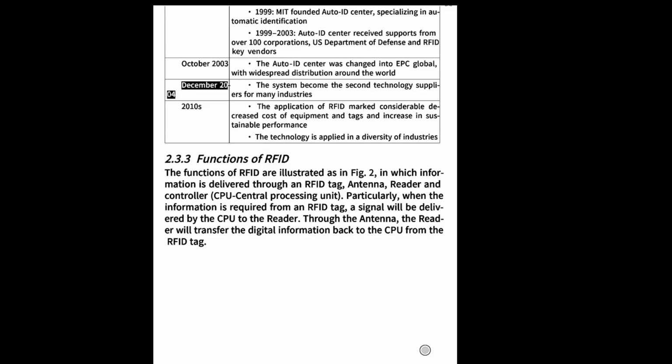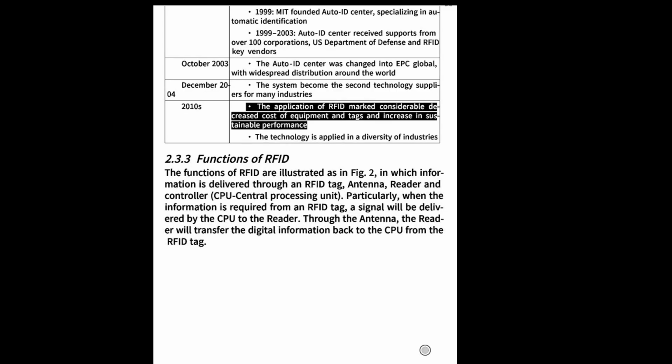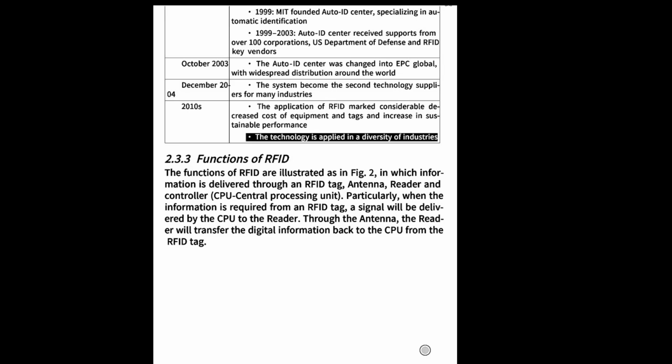December 2004: The system became the second technology supplier for many industries. 2010s: The application of RFID marked a considerable decrease in the cost of equipment and tags and an increase in sustainable performance. The technology is applied in a diversity of industries.